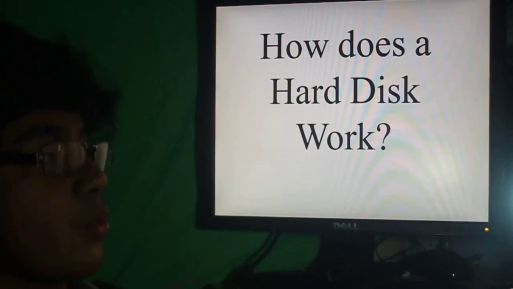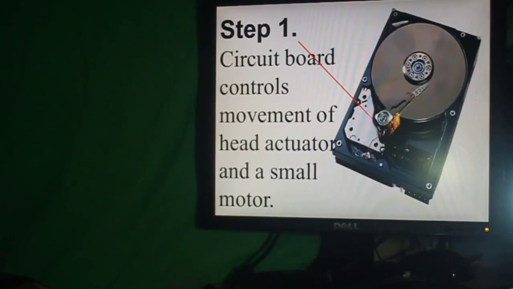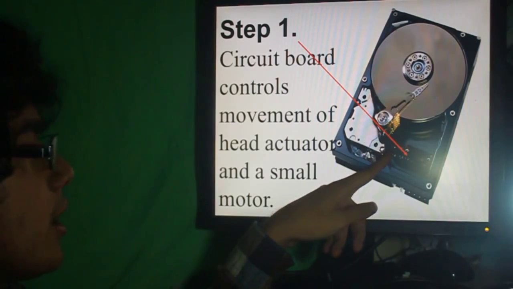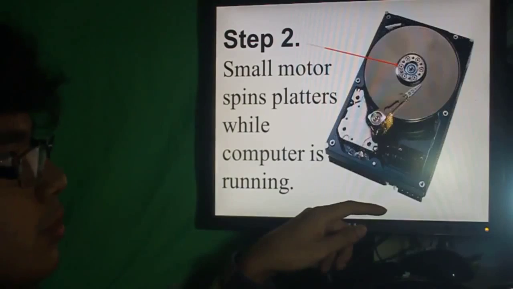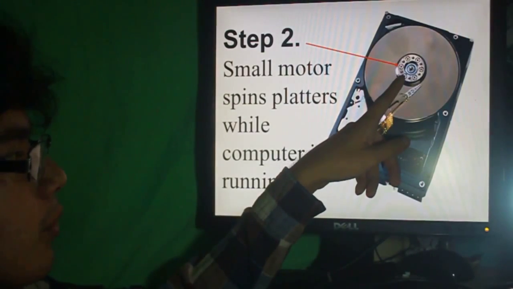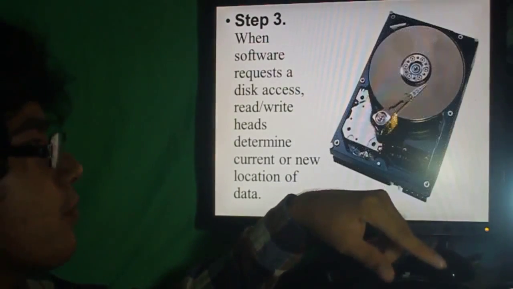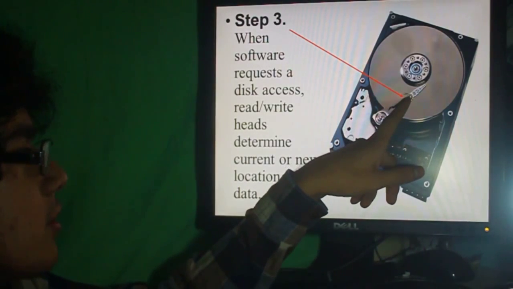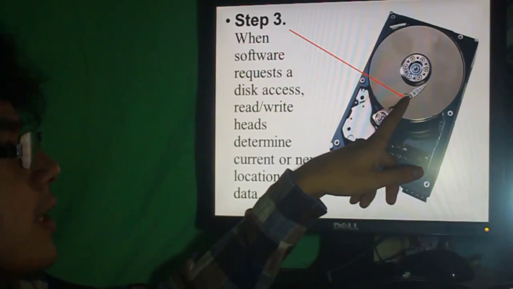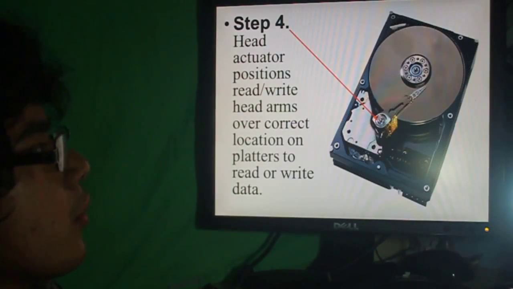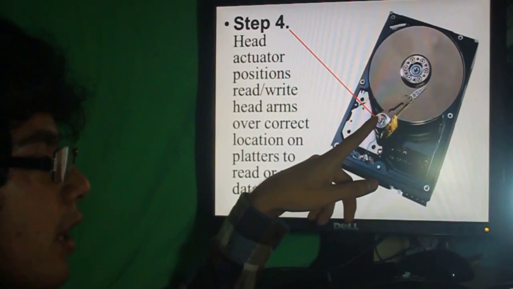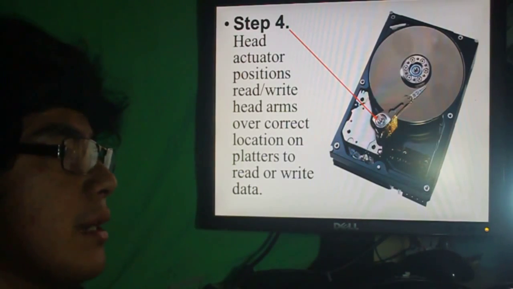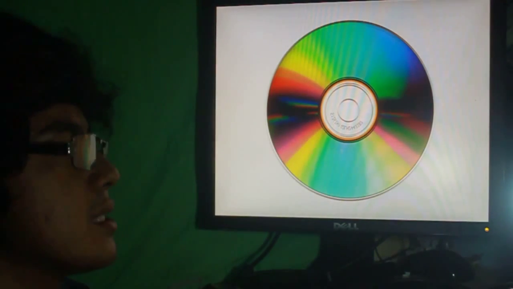How does a hard disk work? Step 1 is with the use of the circuit board. The circuit board controls the movement of the head actuator and the small motor. Step 2. The small motor spins the platter while the computer is running. Step 3. When software requests a disk access, the read-write head determines the current or new location of data. And the last step, the head actuator positions the read-write head arm over the correct location on the platters to read or rewrite data. Let's move on to optical disk.